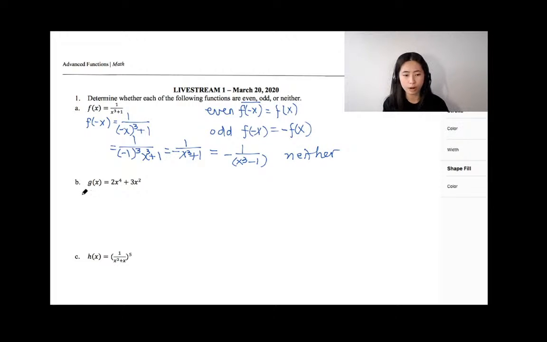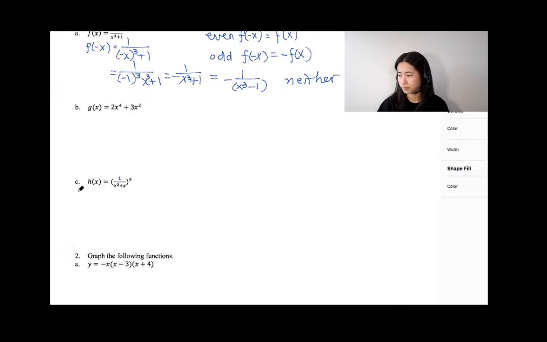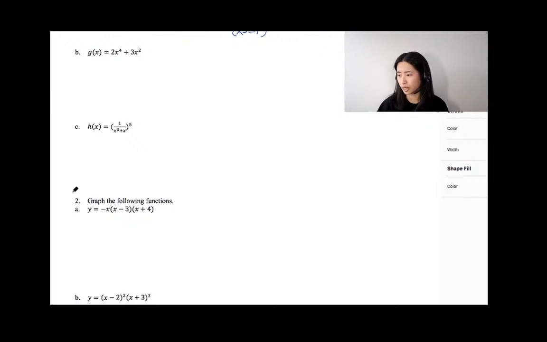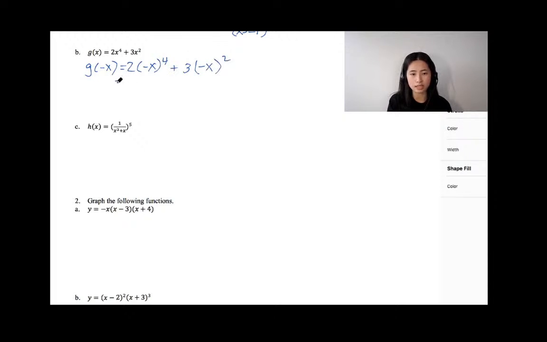Moving on to part B. We have 2x raised to the power of 4 plus 3x squared. So when you plug in negative x, same thing, you get negative x raised to the power of 4 plus 3 times negative x squared, and you're going to see that you have even exponents. So what's the rule when you raise a negative coefficient, or any number really, to an even exponent? It's always going to be positive.